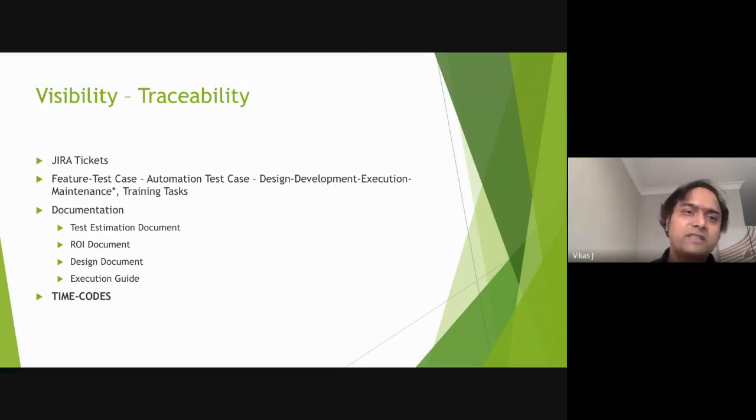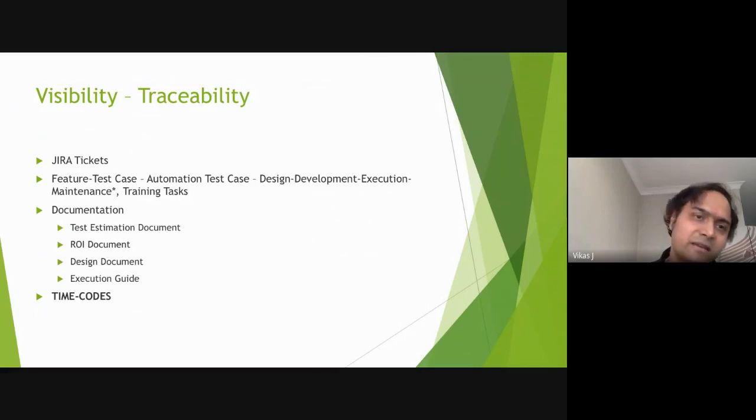Now, I would like to also emphasize certain visibility and traceability factors, which is to ensure there is a sufficient number of Jira tickets, especially with regards to the design, development, execution, and maintenance and training tasks. There should be a separate Jira ticket for each of these to create visibility. There can be documentation as well. How exactly are you estimating ROI? How exactly you calculate ROI can depend on various factors. Create your design document, create your execution guides, and last but not the least, ensure there's time code.